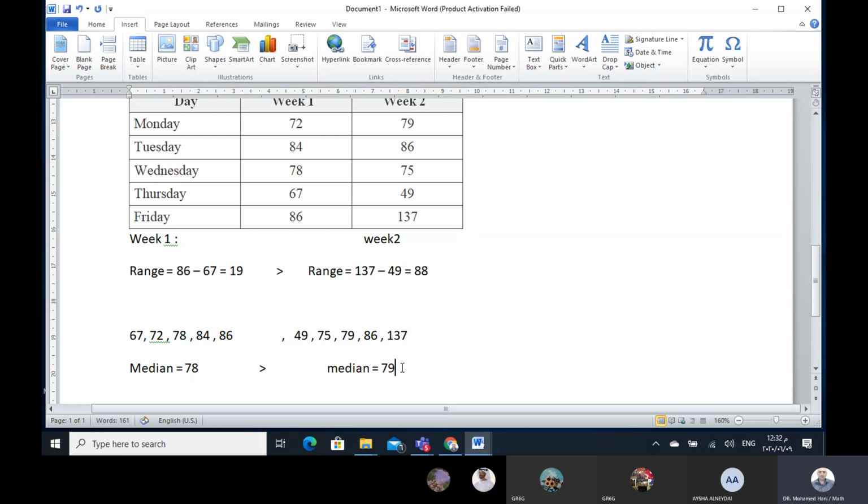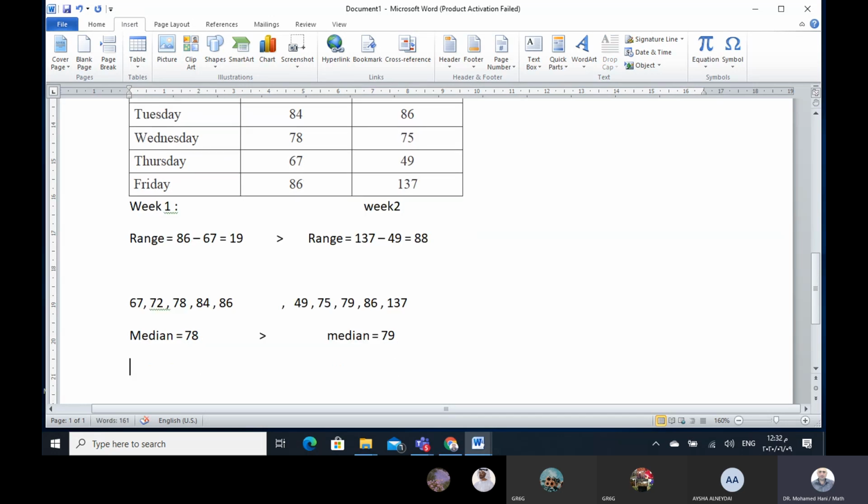We want to find the first and the third quartile. Q1 here, 67 plus 72 divide by 2. Now we can write 72 plus 67 will be 139. Divide by 2 will be 69.5.